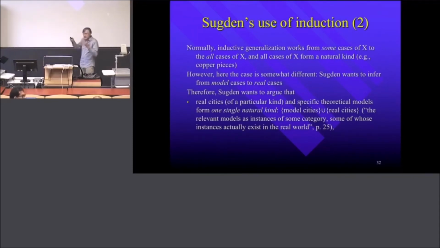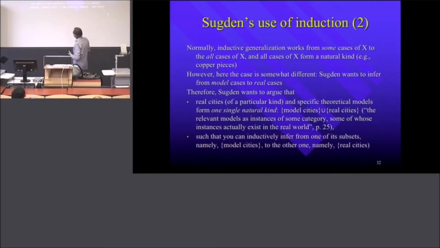Okay, this is the reasoning here, that real cities and specific theoretical models form one natural kind. And this then licenses the inductive inference from one of its subsets, namely from the model cities, to the other one, namely real cities. Right? If they form one natural kind, the same with the copper pieces. If these 10 ones, right, they are part of a larger natural kind, and then if you take these 10, you can then generalize. But if you started with a different subset, it would work as well. They're just one natural kind, right? They're all alike in a fundamental respect. That's the idea of a natural kind that licenses then inductive generalization.